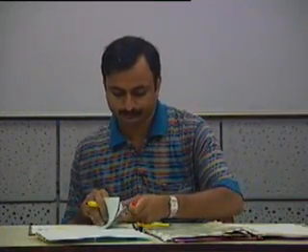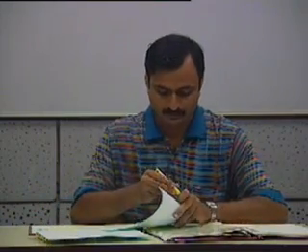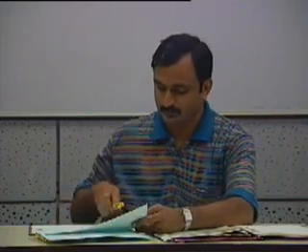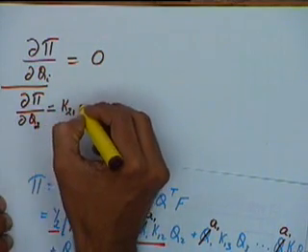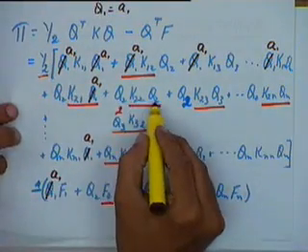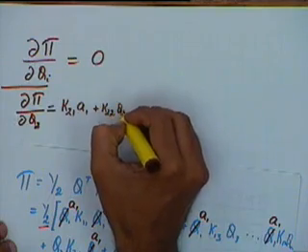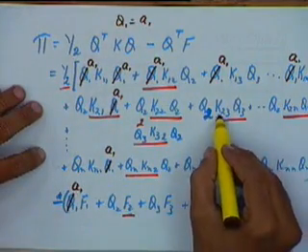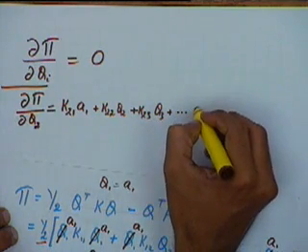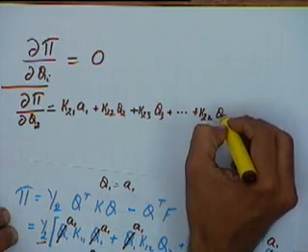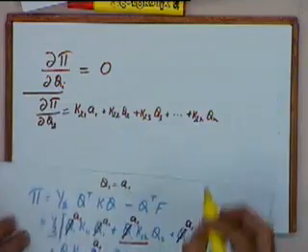What will I get? The first term is K21 multiplied by A1. The second term is K22 times Q2, half of that, so plus K22 times Q2. Then K23 times Q3, so plus K23 times Q3, and so on up to plus K2n times Qn. This is the last term that I have, minus F2.